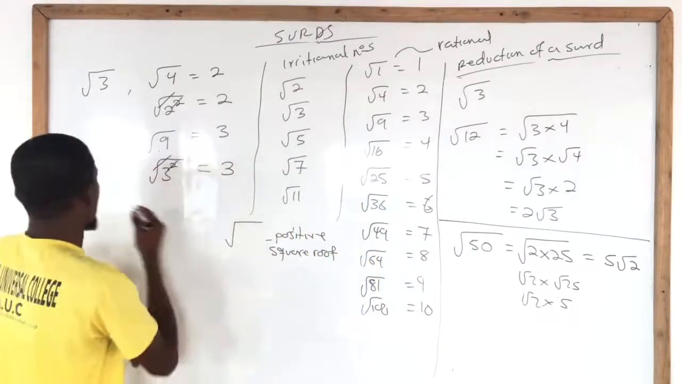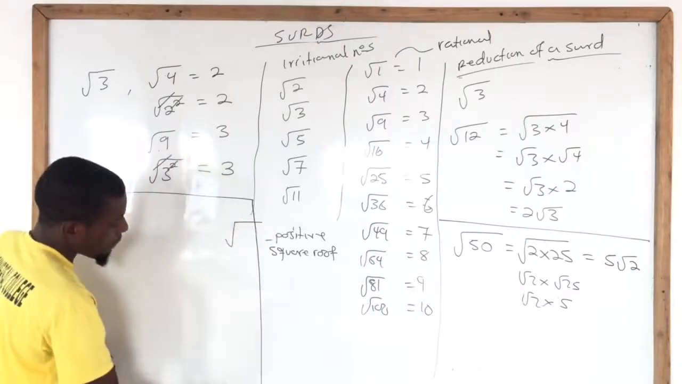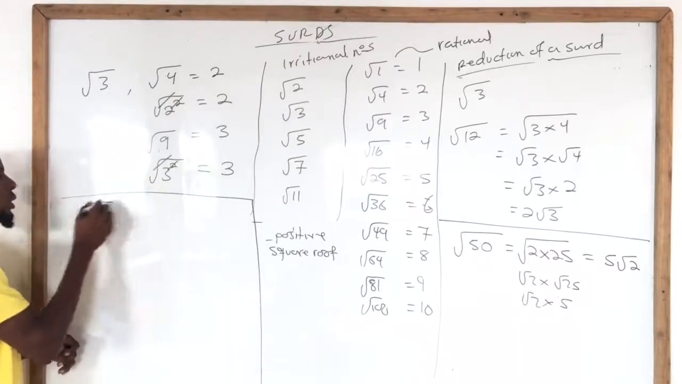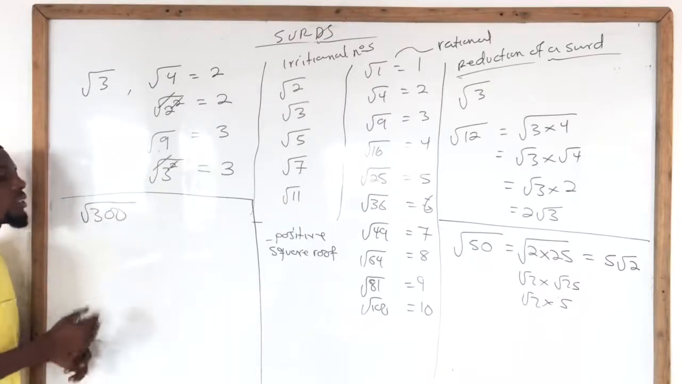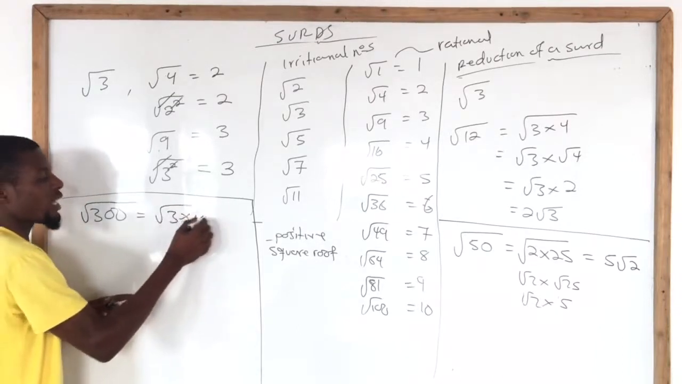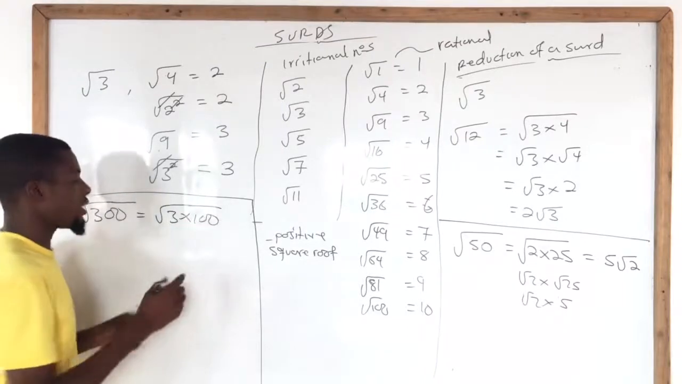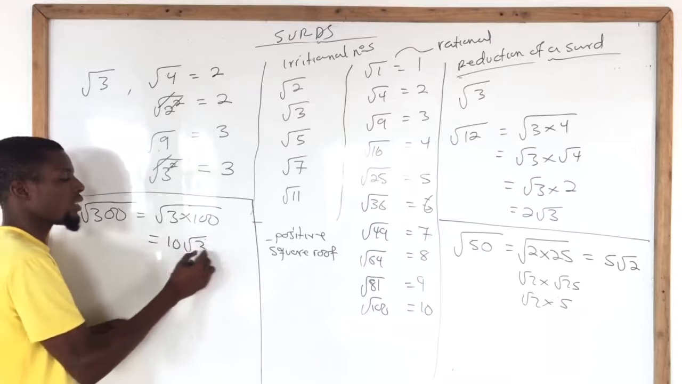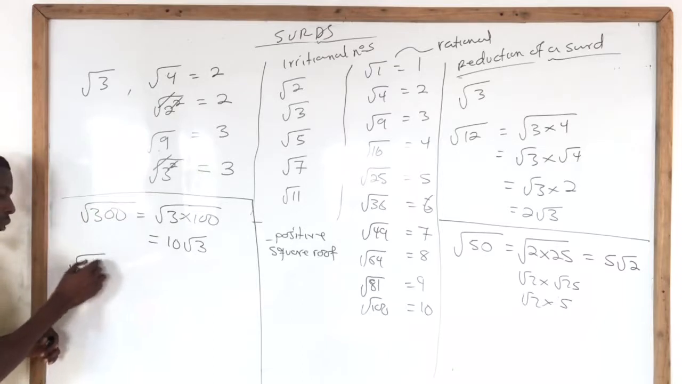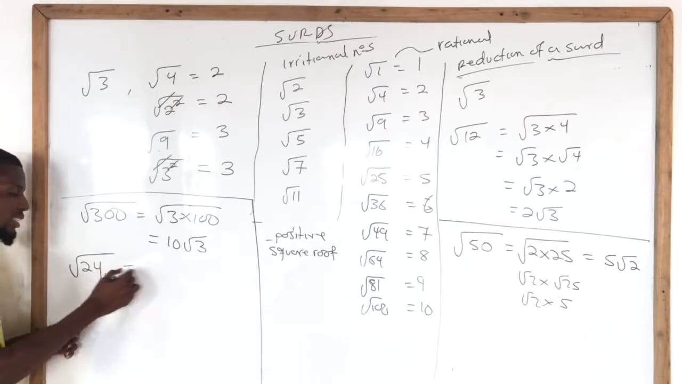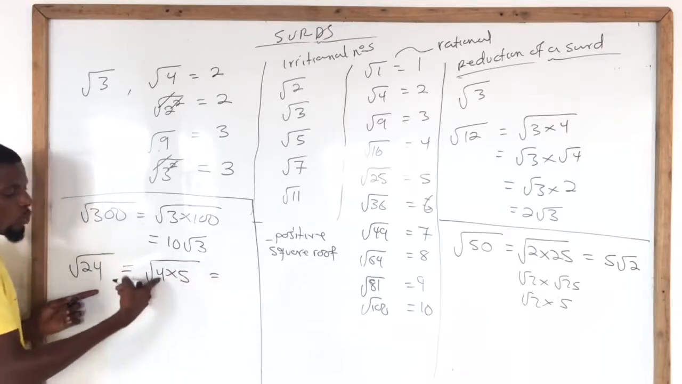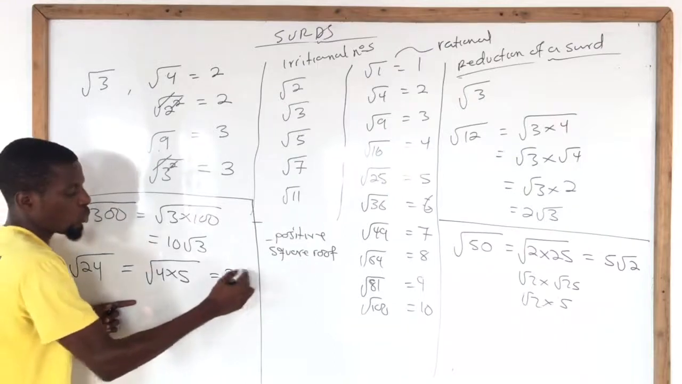Do you get that? Now, let's take another example. Root of 300. If I take an example like root of 300, this is the same as root of 3 times what? 100. And we know root of 100 is what? 10. So this one is the same as 10 root 3. Okay? Let's take another example, root of 24. If I take root of 24, this one is the same as root of 4 times 6. But we all know root of 4 is 2. So this one is going to be 2 root 6.